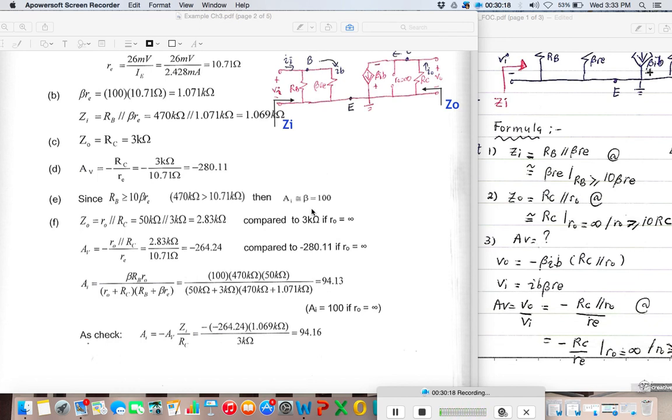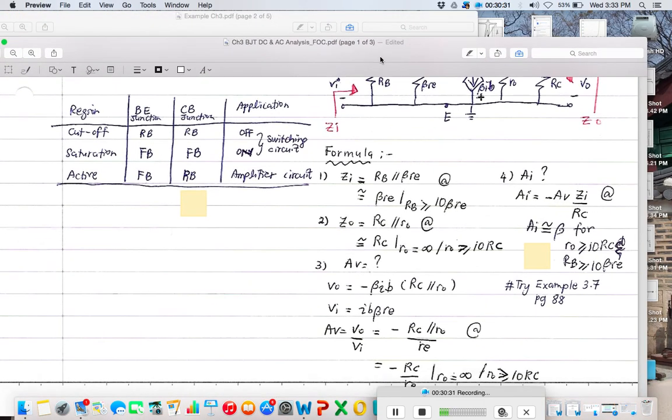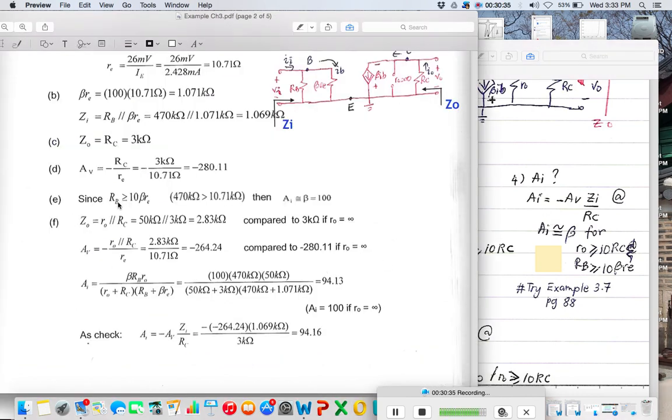Now for AI. Since RB is greater than 10 beta RE, then AI is approximate to beta. I told you that AI has two formulas, but the second one is only valid for R naught greater than 10 RC and RB greater than 10 beta RE. So we just write down hundreds. If AV is in negative sign, the AI should be in positive sign, meaning you will get AI in positive value, AV in negative value. We proceed the explanation.